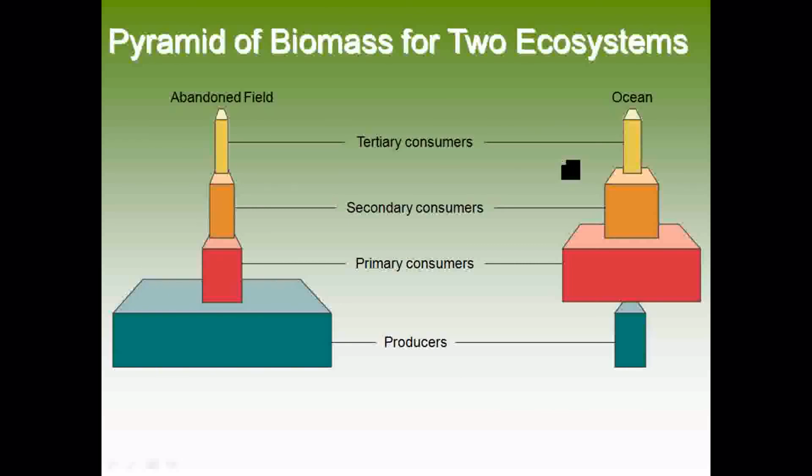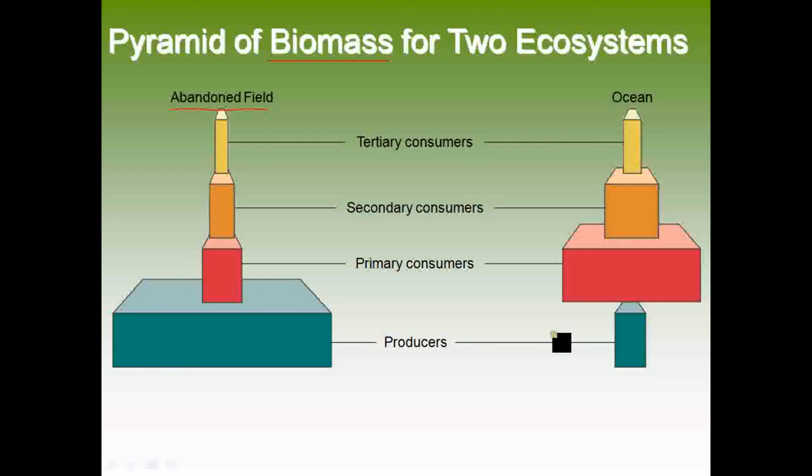And lastly, here's a pyramid of biomass. Remember, this is the amount of actual physical organisms in the ecosystem. And I wanted to show you that there are, from time to time, exceptions to the rule when it comes to biomass. When it comes to an abandoned field, you're going to have a ton of grasses there, and so there's going to be way more grams of producers than there is rabbits, bunny rabbits, and squirrels and things like that that are running around, and then even less of the secondary consumers and so on.